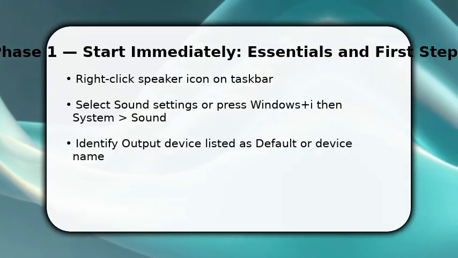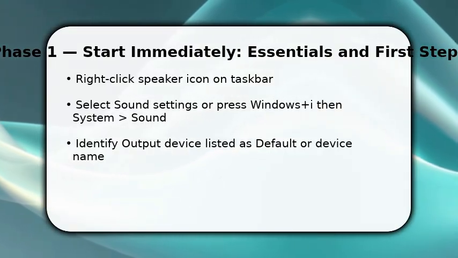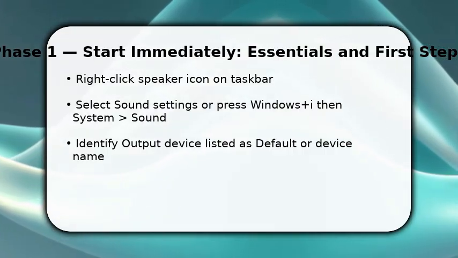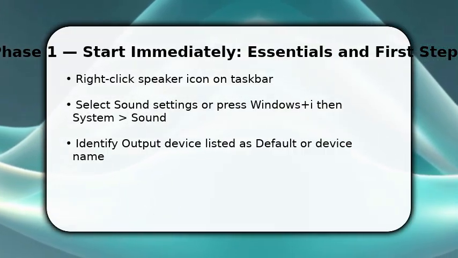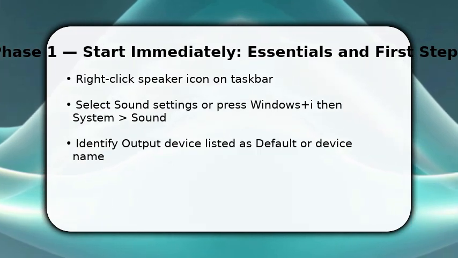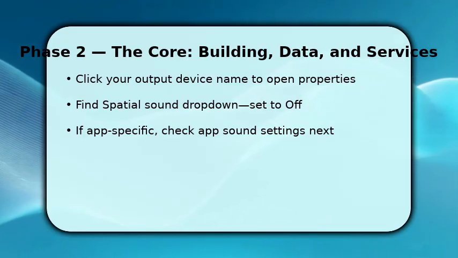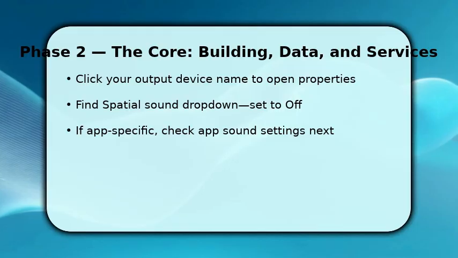Now, scroll to the Spatial Sound section or click the Device Properties link so you can access the spatial audio toggle and format options. Once in Device Properties, find the Spatial Sound dropdown and switch it to off. This disables Windows processing like Dolby Atmos or Windows Sonic for that device.